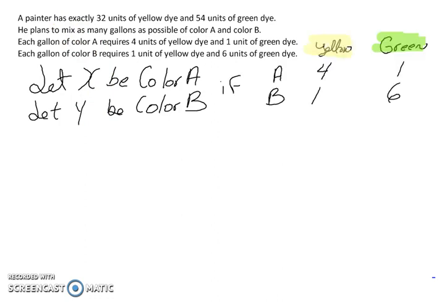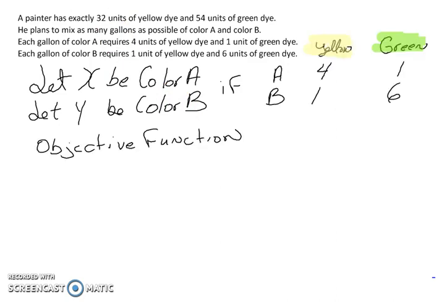A requires 4 units of yellow and 1 unit of green, and B requires 1 unit of yellow and 6 units of green. Setting this up in a matrix or a grid is a good way to establish myself. A needs 4 yellow and 1 green, and B needs 1 yellow and 6 green.